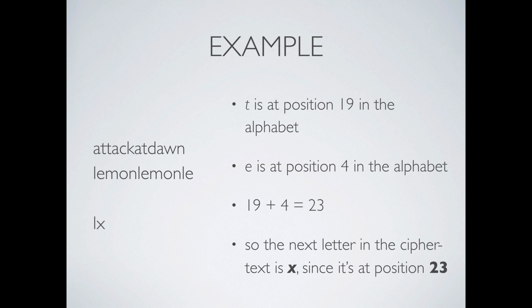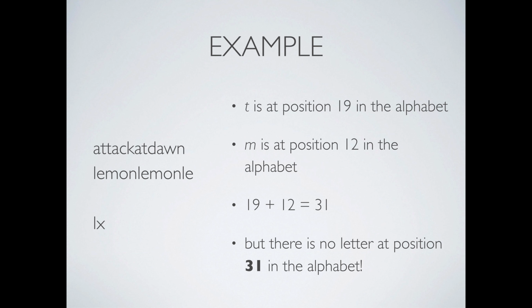And then keep going, right? The next character in the plaintext is also a T. The associated character in the key is M. T is at position 19, M is at position 12 in the alphabet. Add 19 and 12, you get 31. And we're running into this wraparound issue again, right? 31 is too big for our alphabet. The last letter in our alphabet is Z, which is at index 25.